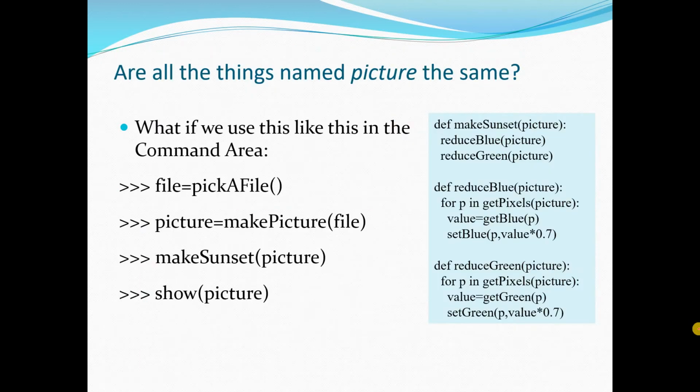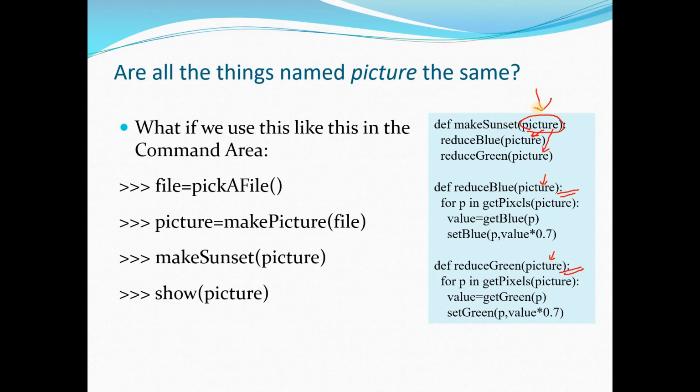So we discussed that we will not put the pick a file and make picture commands inside the functions. They should be outside, and we will provide these functions with a picture object. So I provide this picture object from the outside, and then it is passed on to these two functions. So it will come over here, it will come over here.